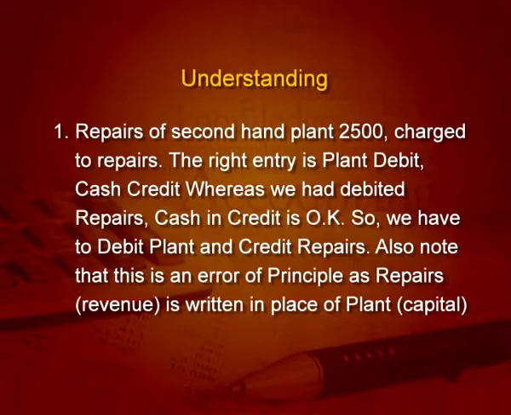But what we have done is we have debited repairs and credited cash. Now, cash in credit is okay. So, what we have to do is debit plant and credit repairs, so that it is rectified. Also note that this is an error of principle, because repairs is a revenue expense and you have written it in place of plant, that is capital expense.